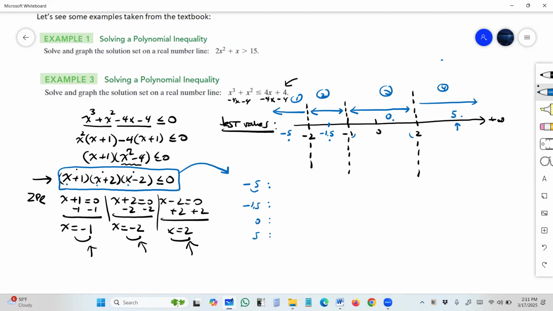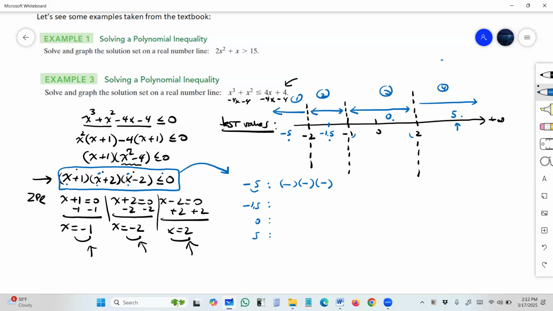So -5 plus 1 is -4. So instead of writing -4, I'm just going to write negative. Okay. Negative 5 plus 1 is negative 4. I don't care for the actual numerical value. I just care if it's positive or negative. Negative. Negative 5 plus 2, negative 3. So negative. Negative 5 minus 2, negative 7, also negative.